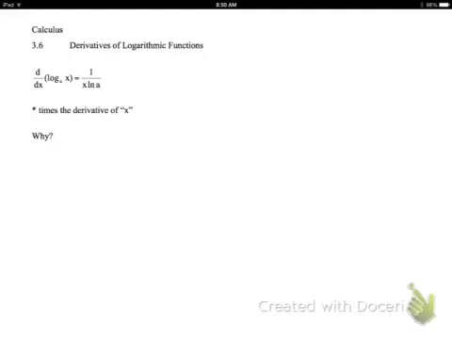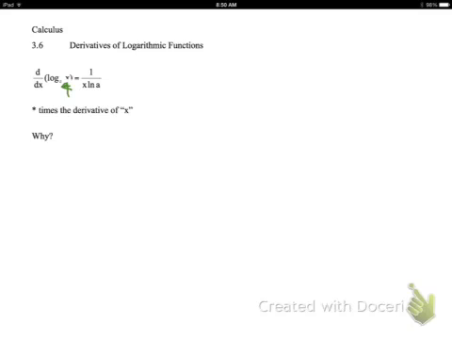So next we have derivatives of logarithmic functions. In this section we're going to look at what is the derivative of log base, say, 2 of x, and what's the derivative of natural log of x. Okay, so here's the rule for log. The derivative of log base a of x is 1 over whatever that quantity is, so 1 over x times natural log of a.